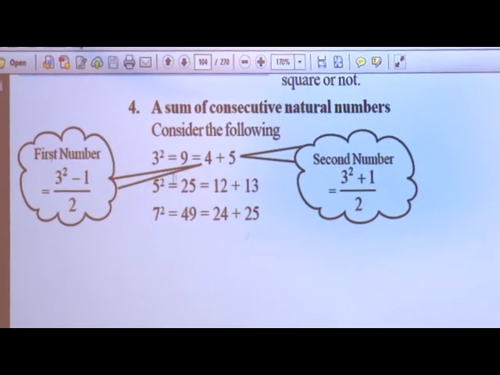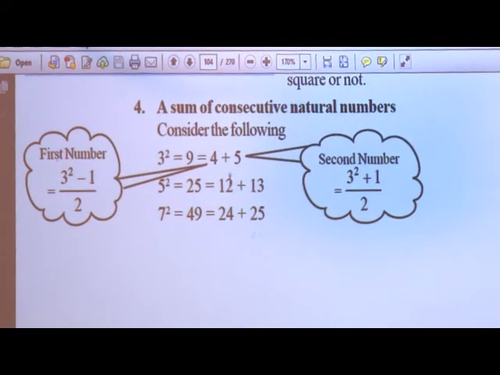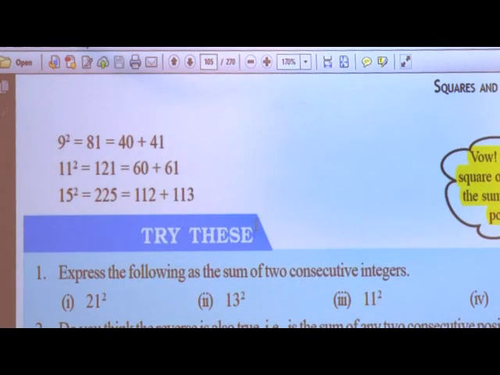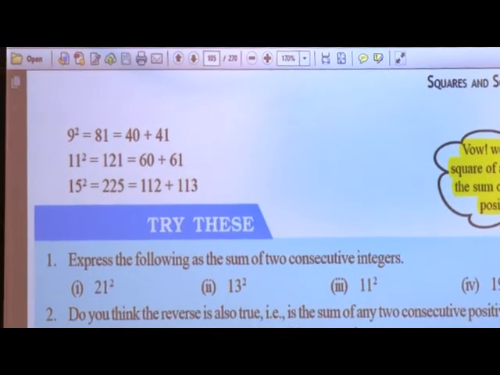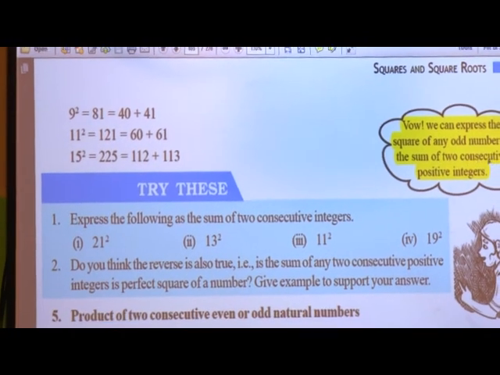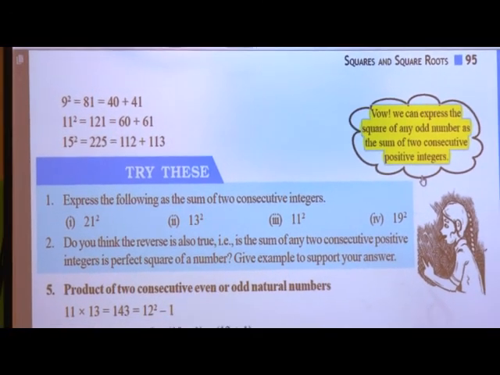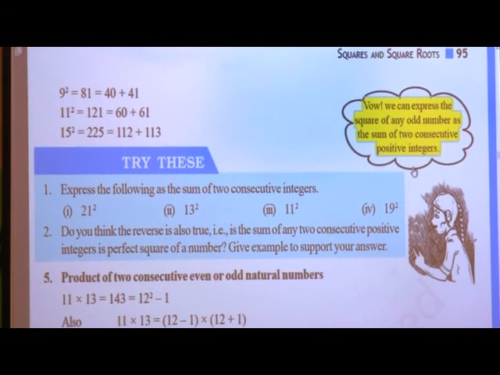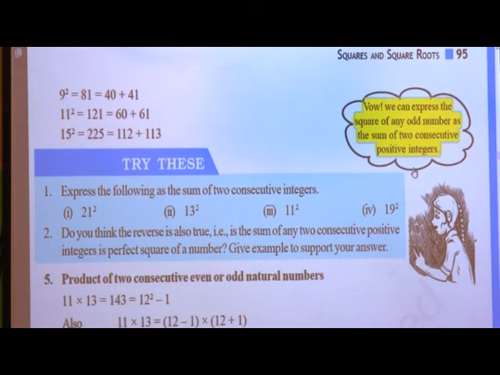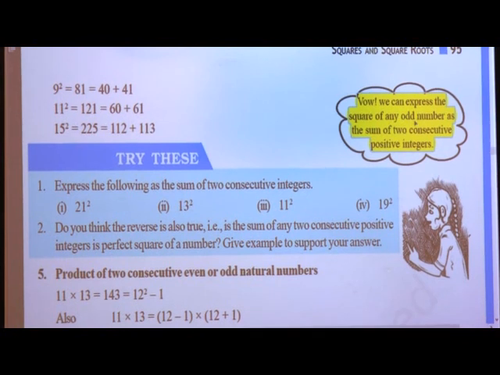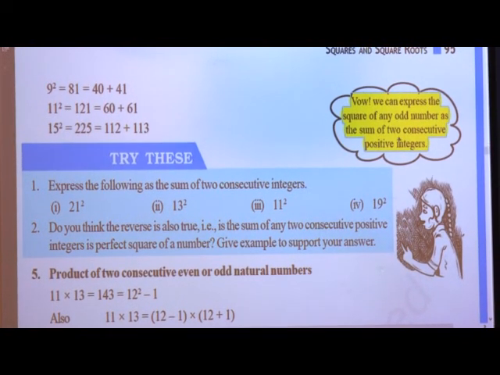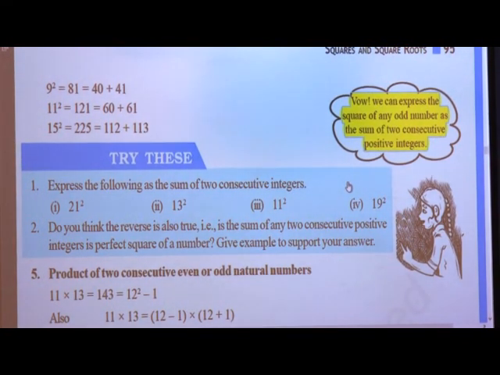In this way, 5 squared is equal to 25, which is equal to 12 plus 13. 7 squared is equal to 49, which is equal to 24 plus 25. And what was the conclusion we had seen? We can express the square of any odd number as the sum of two consecutive positive integers. This was the conclusion of the previous session.